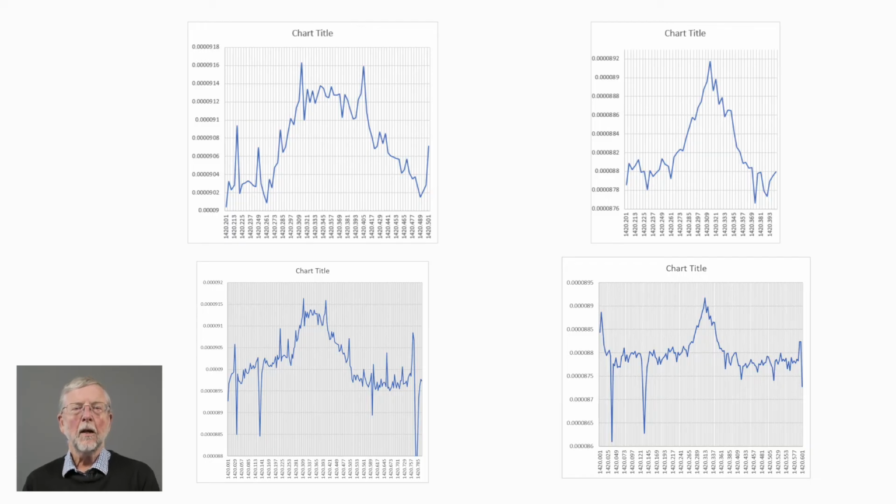Final processing in Excel produces graphs like these examples of the hydrogen line emission from our own galaxy collected by my own system.